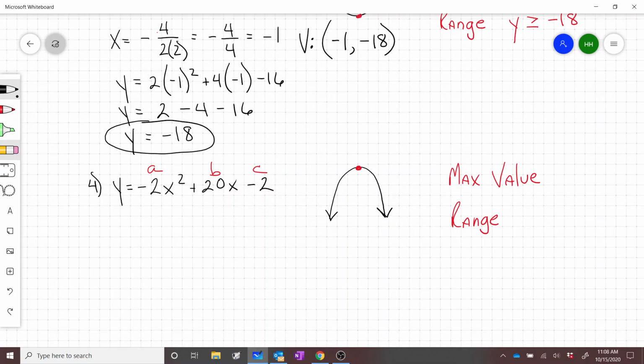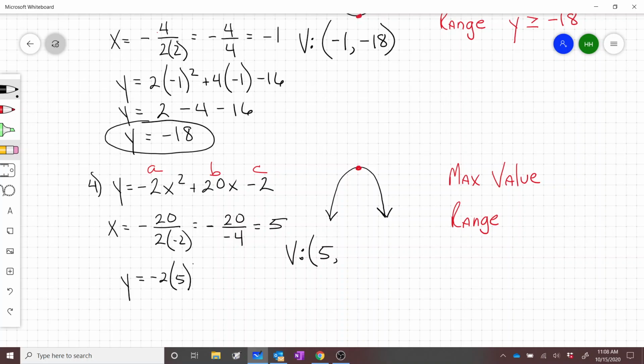So our x at the vertex is equal to the opposite of b over 2 times a, which is the opposite of 20 over negative 4. 20 over negative 4 would be negative 5, and the opposite of negative 5 would be positive 5. So there's your vertex has an x value of 5, and to find y at the vertex, we substitute. So y at the vertex is equal to negative 2 times 5 squared plus 20 times 5 minus 2.